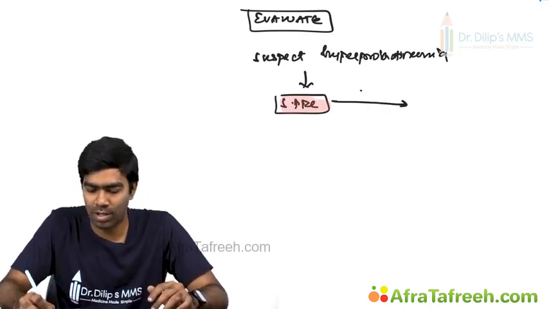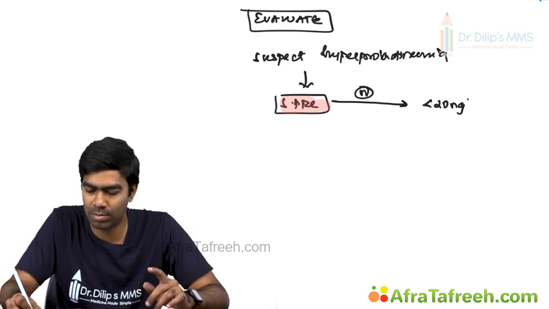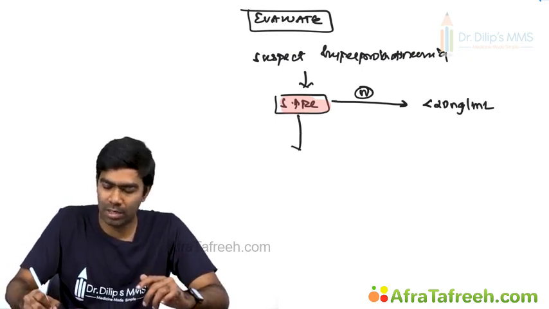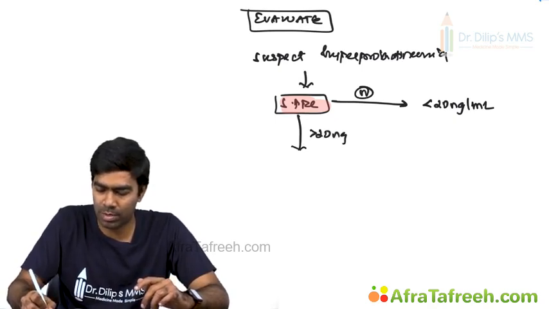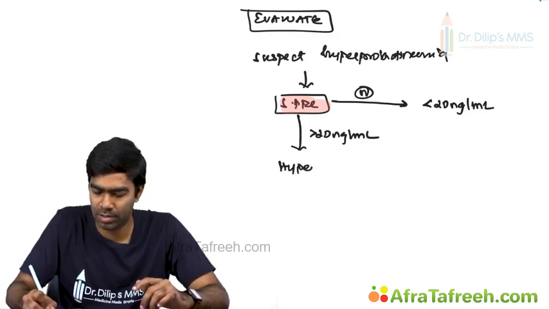So what are the normal levels of serum prolactin? Normal means it is less than 20 nanograms per ml. So this is the normal serum prolactin. Anything more than 20 nanograms per ml, you're going to call it hyperprolactinemia.